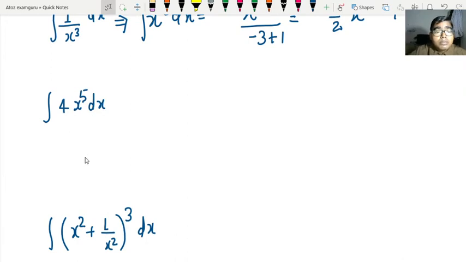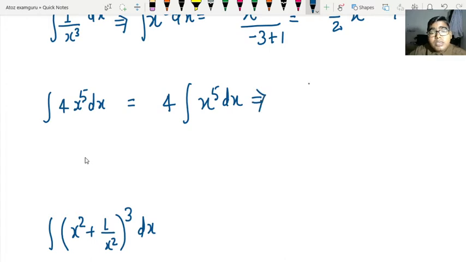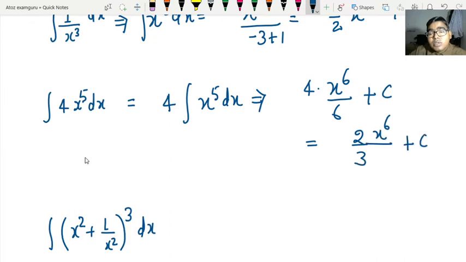See in this question, what you will do? Take 4 as a common outside and x power 5 integrated. So you can write it as 4 into x power 6 upon 6 plus constant of integration. And you can solve this and write 2 by 3 x power 6 plus constant of integration c.